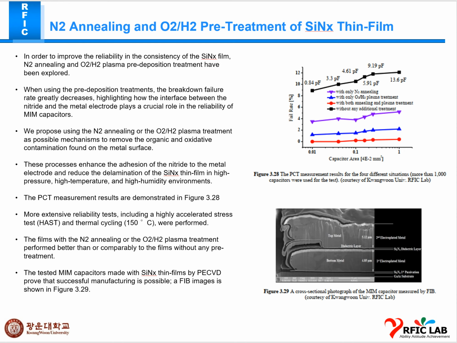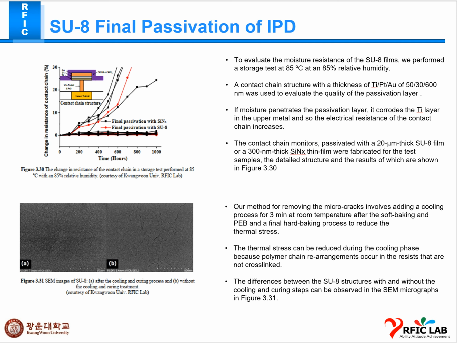The films with the N2 annealing or O2H2 plasma treatment performed better in comparison to the films without any pre-treatment. This is the SU8 final passivation of the IPD. The first figure shows the change in resistance of the contact chain in the storage state, a test performed at 85 degrees Celsius with 85% relative humidity.